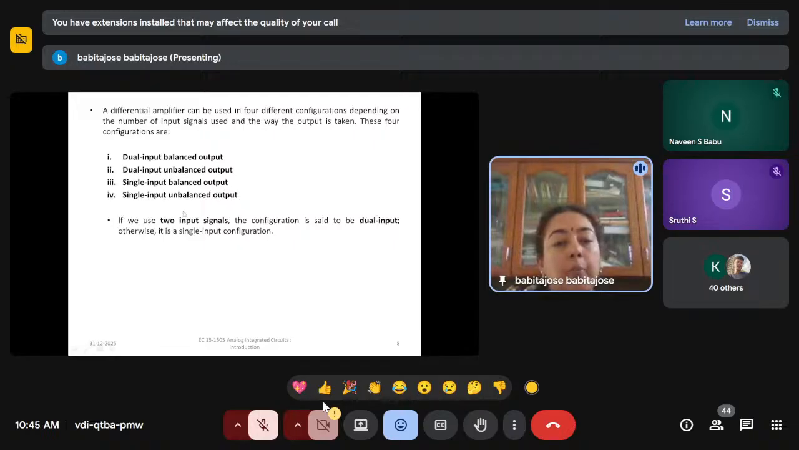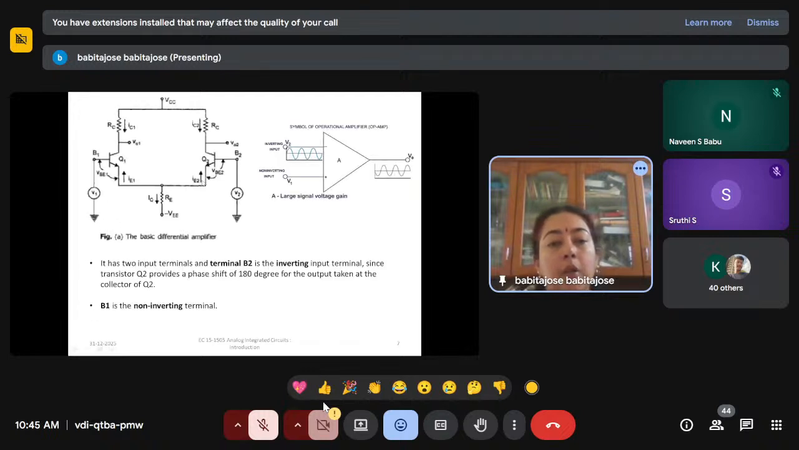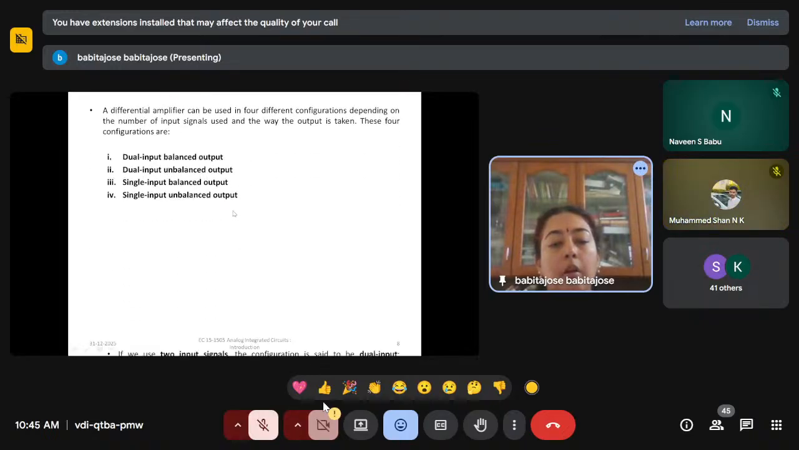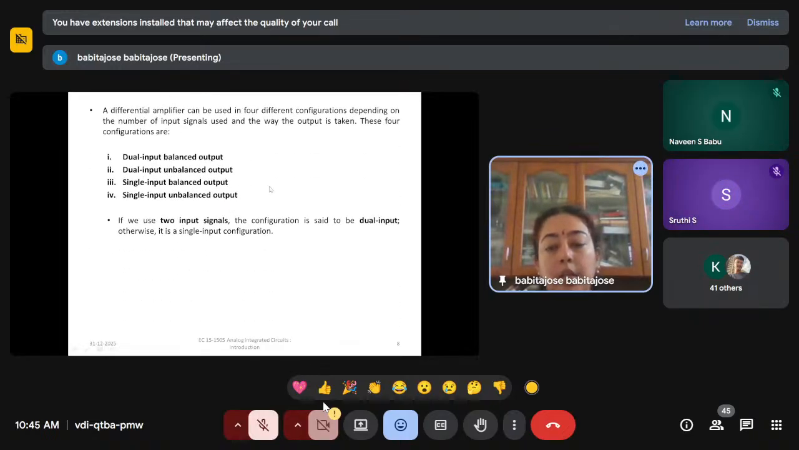So if we use 2 input signals, the configuration is said to be a dual input. What we have seen in the previous figure, because we have 2 inputs, V1 and V2. So this is a dual input. Otherwise it is a single input configuration. That means if we have only 1 input, it will be a single input configuration.